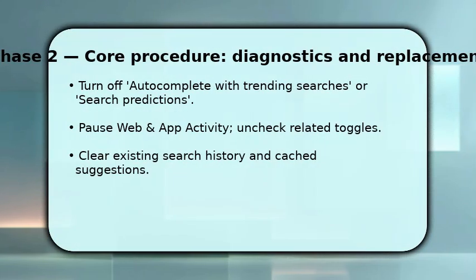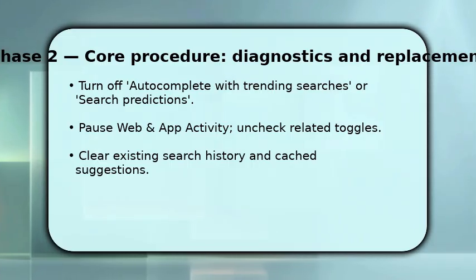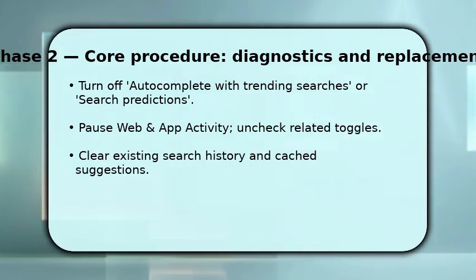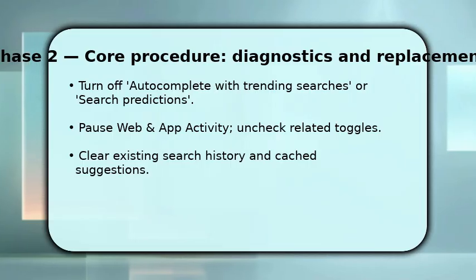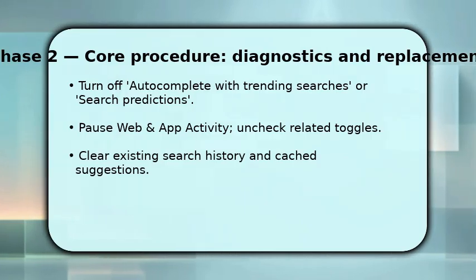Toggle off the option labeled autocomplete with trending searches or similar. That stops live suggestions. Next, pause web and app activity to prevent future personalization and uncheck any boxes that let searches be saved. Then clear your search history and cache suggestions from My Activity or Chrome history. Delete search entries and cached images and files.